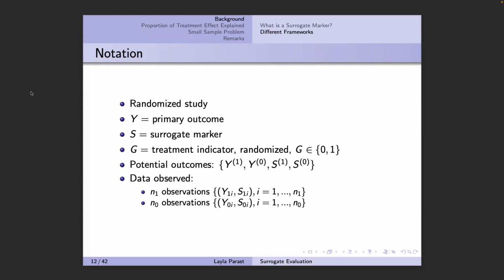And so I have potential outcomes notation. Y1 is the primary outcome under treatment 1. Y0 is the same thing under treatment 0, and likewise S1 and S0. So everybody in my study has these 4 potential outcomes, but of course I only observe the pairing for the group to which they were assigned.